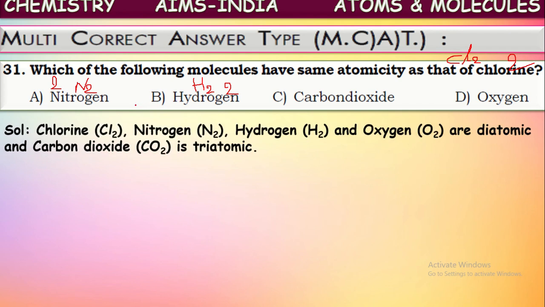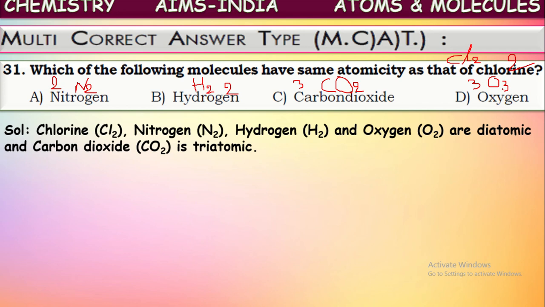Okay. And if you see carbon dioxide, what is the molecular formula of carbon dioxide? CO2. Now, how many atoms are there in each molecule? There are 3 atoms. So, the atomicity of carbon dioxide is 3. If we see ozone, the ozone molecular formula is O3. So, its atomicity is 3. Now, which elements have atomicity 2? Chlorine, nitrogen, and hydrogen. These two are okay.